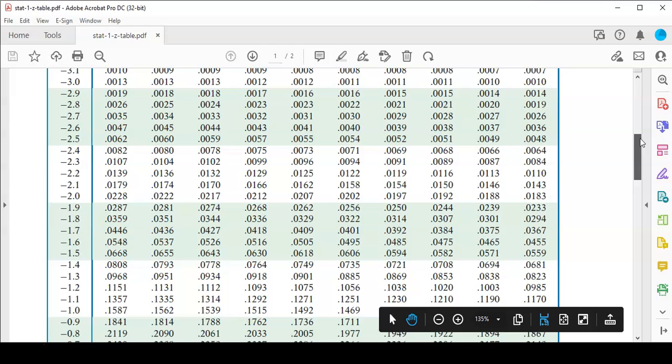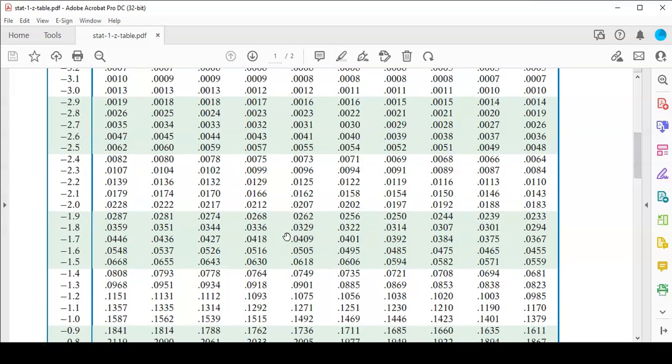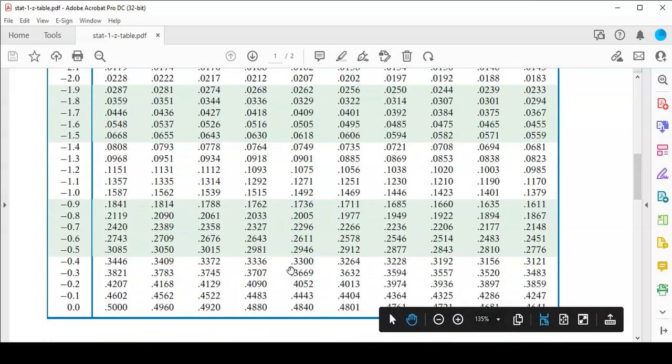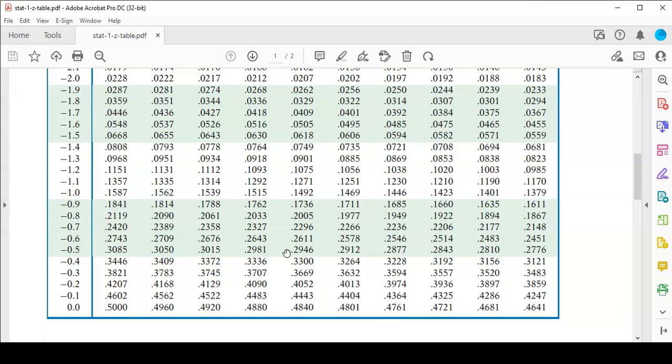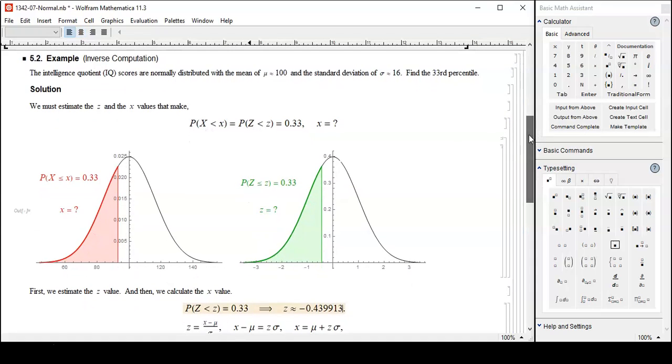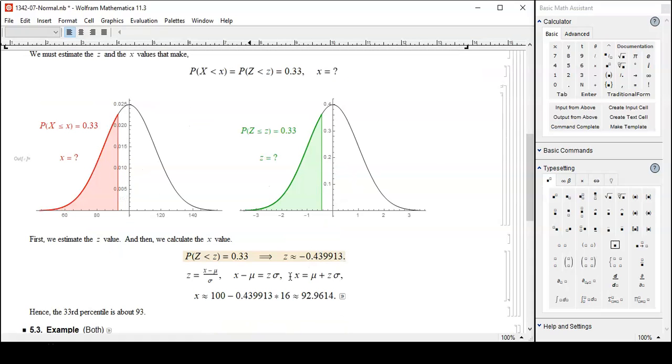So what do we do? Look up the z-table and look up the z-score for 0.33. And no, not this one, 0.33, so I have to go up further. 0.33, okay, right here. Negative 0.4, 0, 1, 2, 3, 4, negative 0.44. So that's my z-score. Well, I used Mathematica, so I got 0.439913. But if you look up the z-table, then you're going to get 0.44. And that's my z-value. So this is negative 0.44.